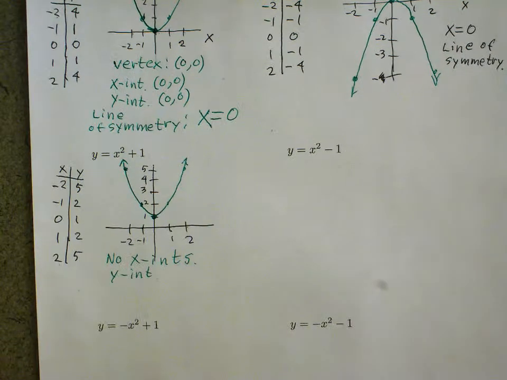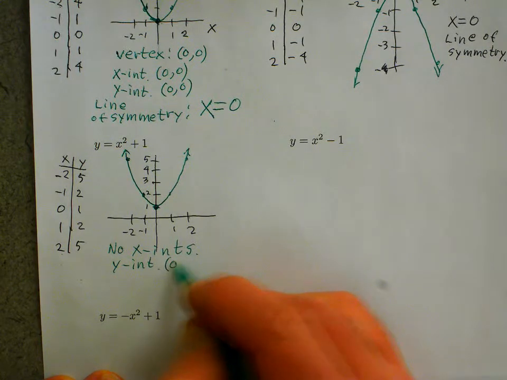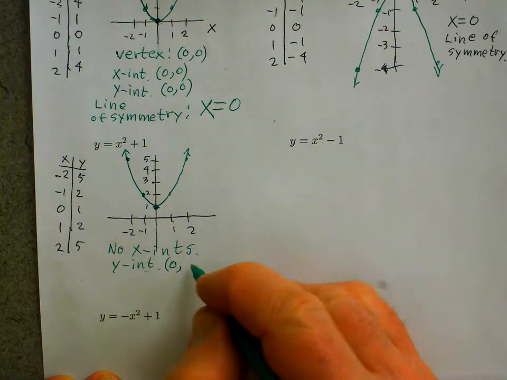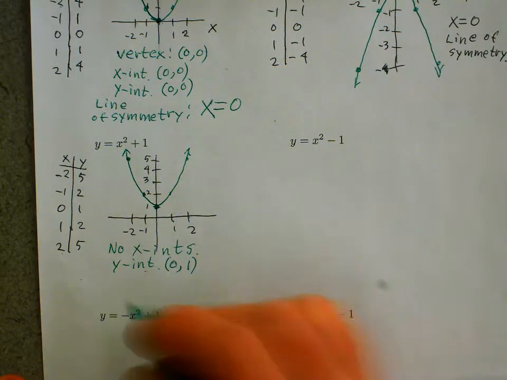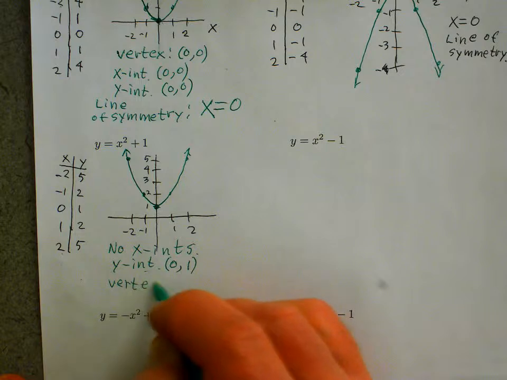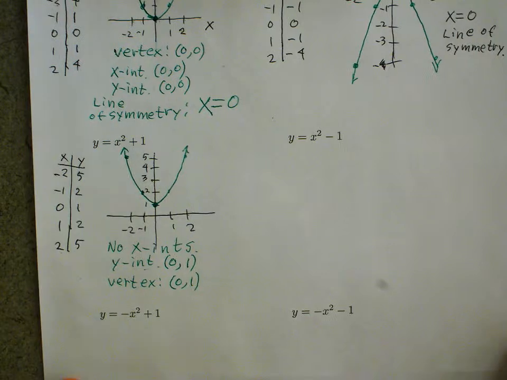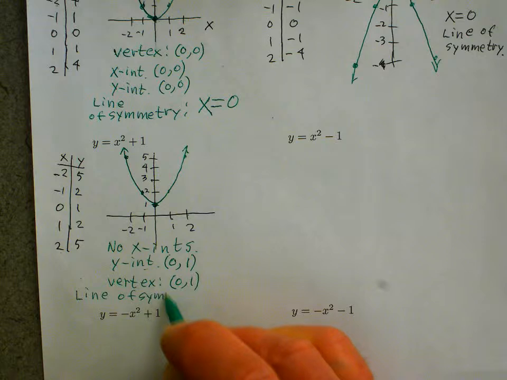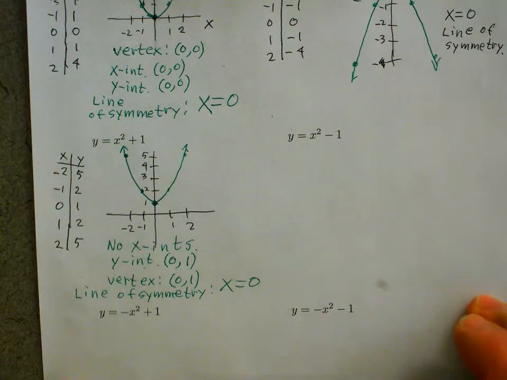So every quadratic function has a y-intercept. The x coordinate is always 0 for the y-intercept. So in this one, the y-intercept is 0, 1. And the vertex is also 0, 1. And the line of symmetry, it's the vertical line that passes through the vertex, which is x equals 0 again.